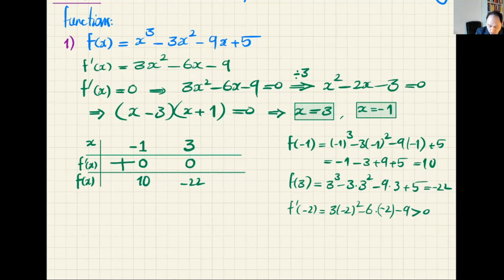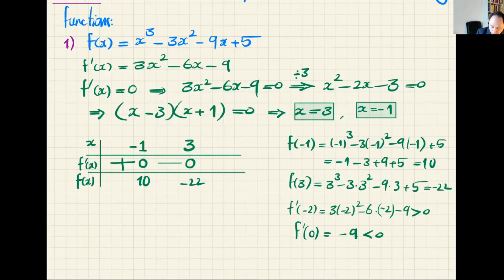Okay, now go here. Which number is good to choose? 0 is the best choice. Calculation with 0 is simple. Yes, between -1 and 3, the number is 0. So it means that I calculate f prime of 0. Be careful, not f, f prime. So here I put 0, it becomes -9. And it is negative. So it means it is negative.